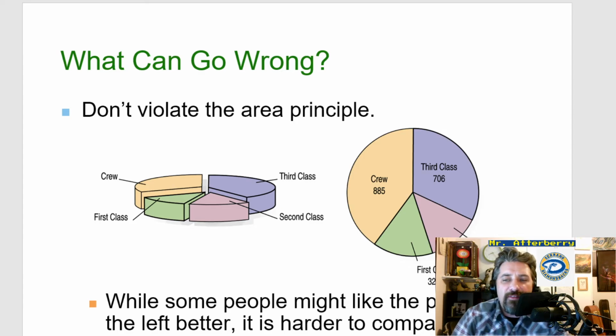Well, some people might think the pie chart on the left is better. It is harder to compare fractions of the whole, which a flat pie chart does so easily. Okay, please don't do that. It's so hard to see it from this angle. Just don't do that. Make it easy.